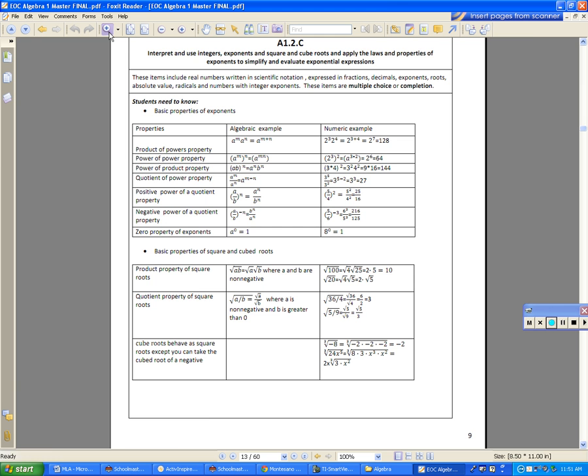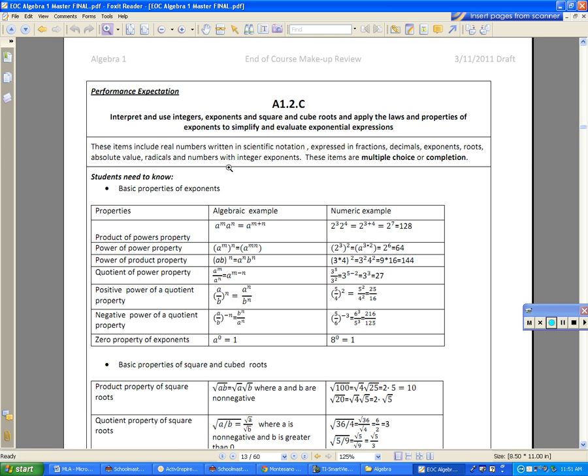I don't know if you can see this or not. There we go, that's a little better.